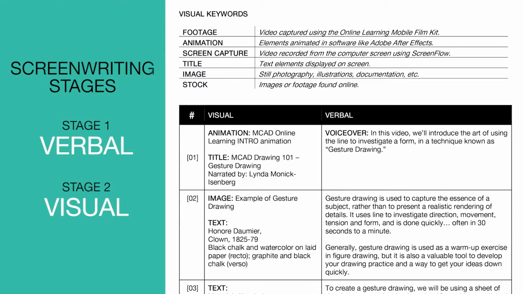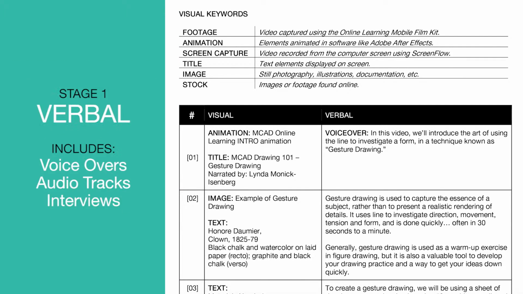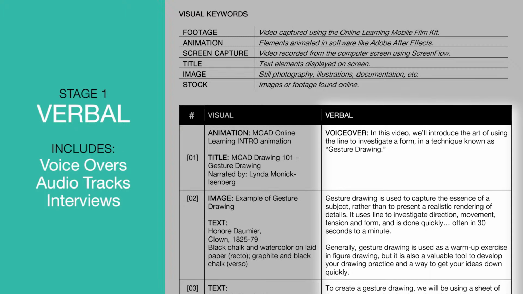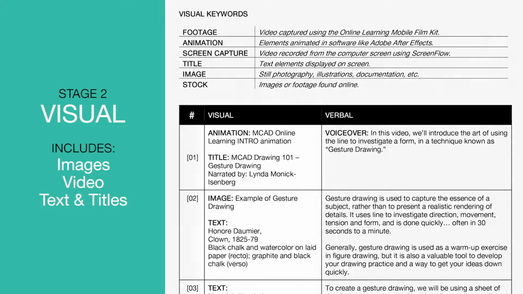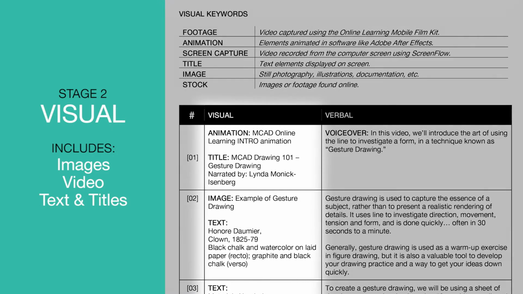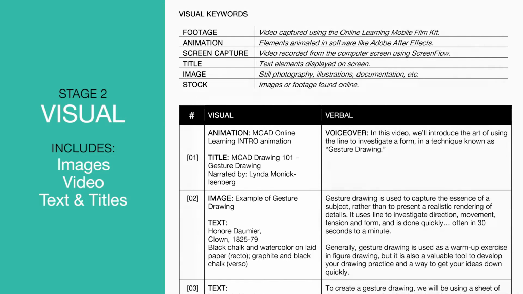There are two stages to screenwriting: the verbal and the visual. The verbal includes any audible elements of your video, like a voiceover, and is drafted in the right column. The visual includes any on-screen elements like images, video, and text, and is written in the left column. We will begin by filling out the verbal column.